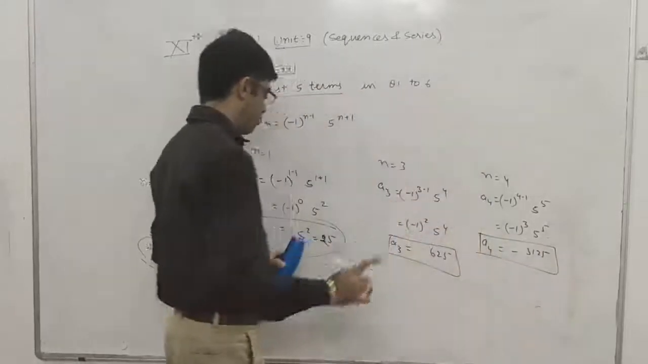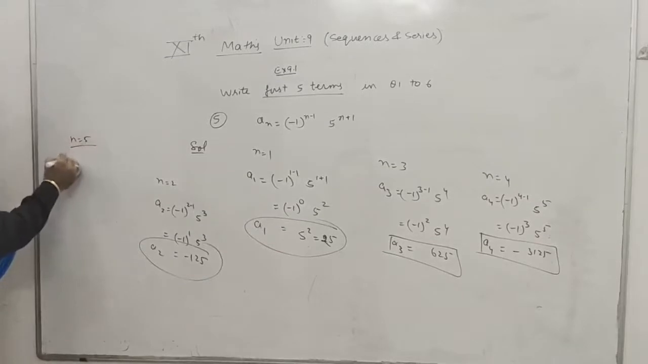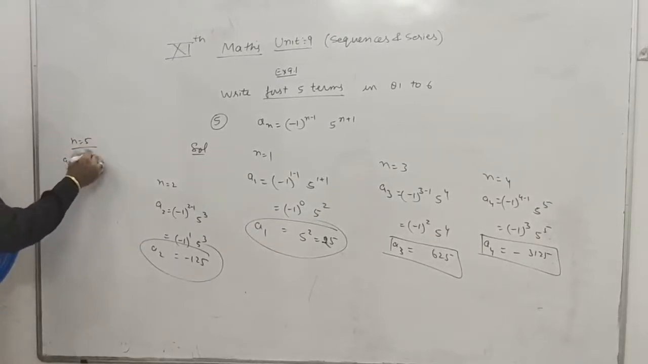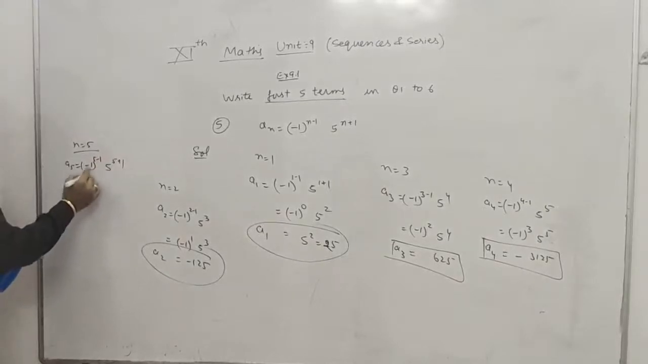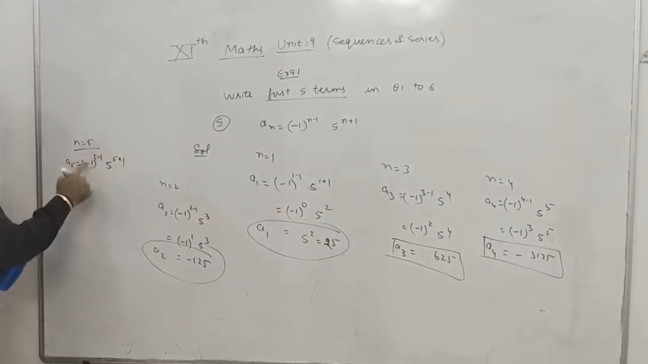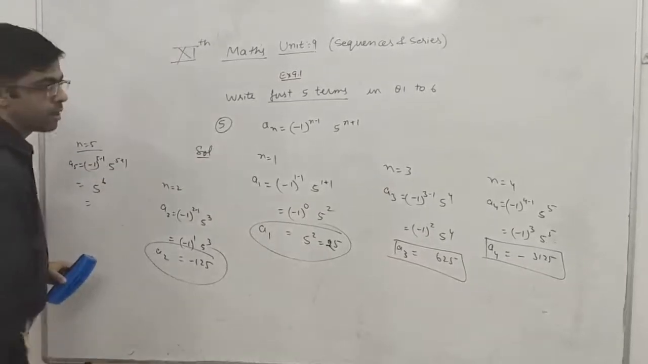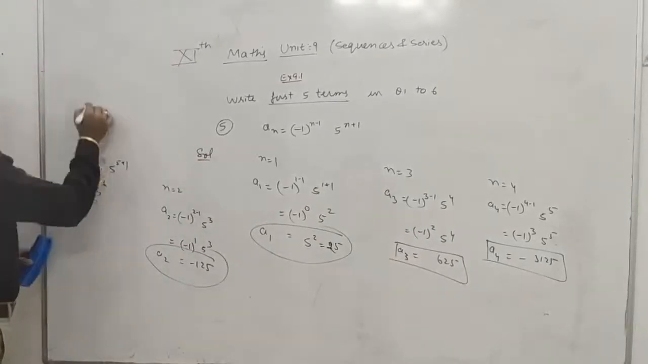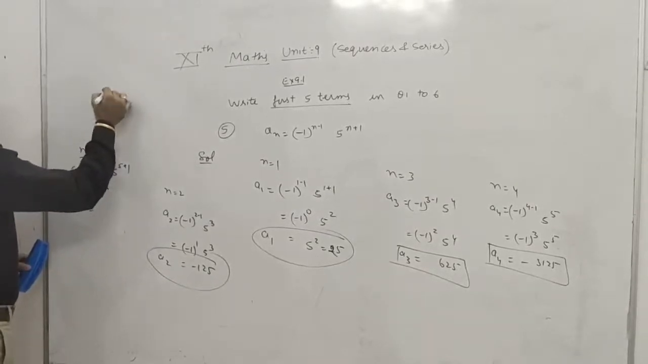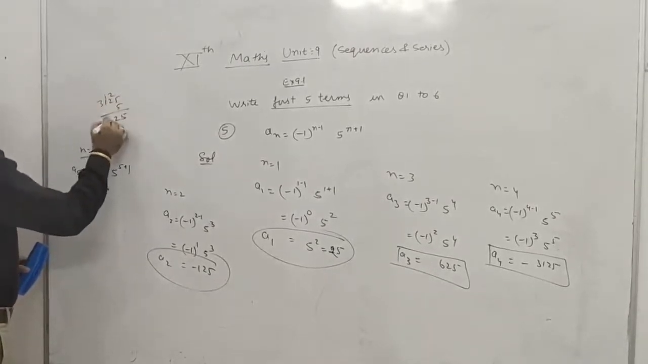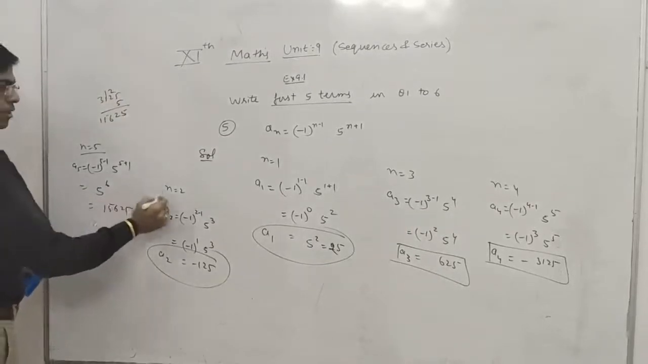term. Now one more term we have to find out. n equals 5. So a5 is equal to minus 1 raised to the power 5 minus 1, times 5 raised to the power 5 plus 1. This is minus 1 raised to the power 4; with even powers minus will not come. 5 to the power 6 is 3125 multiplied by 5, which is 15625. So these are our answers.